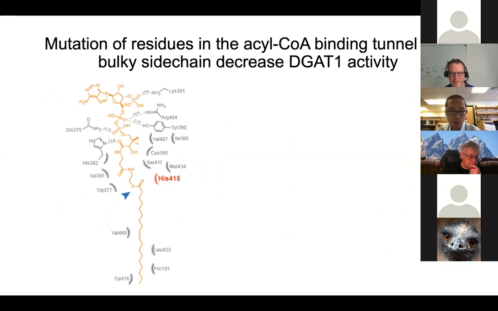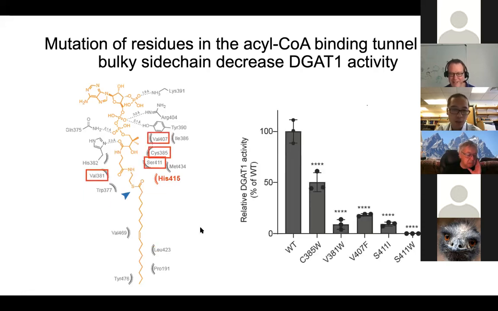We next tried to mutate selected residues in this region. We selected 4 of them and mutated them to larger hydrophobic side chain residues, including tryptophan as well as phenylalanine. As you can see, 2 of them, this valine here as well as this serine, if you mutate them to tryptophan, almost kill enzyme activity, which we believe is because the mutation blocks access to acyl-CoA. We also measured the folding of each mutation, as shown in our paper, and they all folded well.